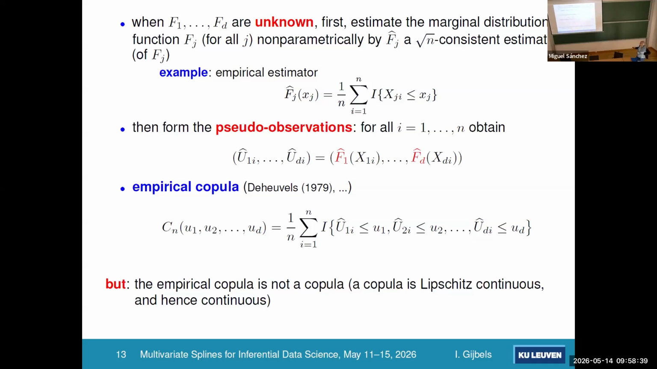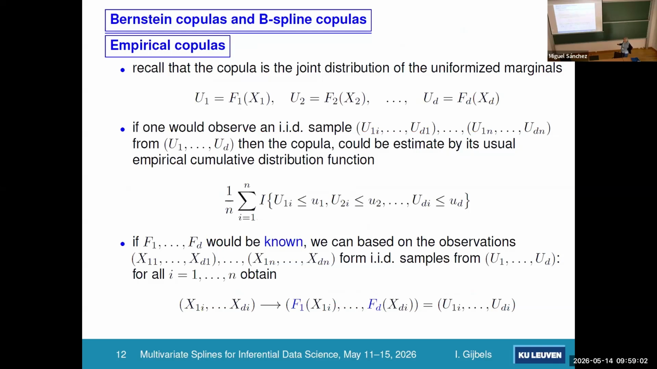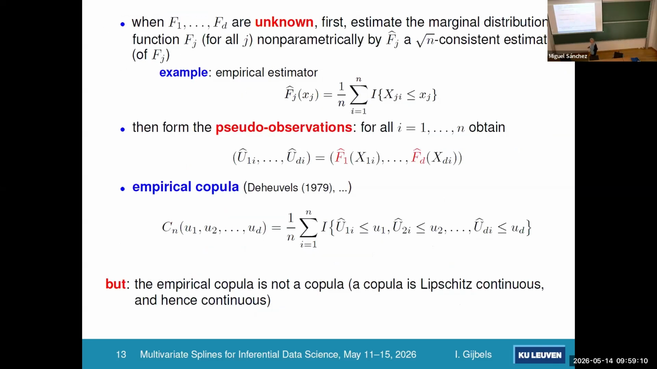And then I can, of course, get pseudo observations, right? Because I apply these estimators as this estimated transformation to the data. And I get not realizations of U1 to UD, but something which is close to it. And then a first estimator for the copula is that you use these pseudo observations here. That's actually the empirical copula, which was among the first estimators proposed by the late Paul Deheuvels. He passed away last year.